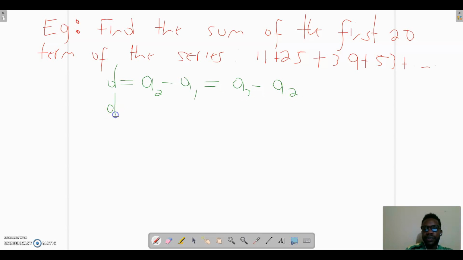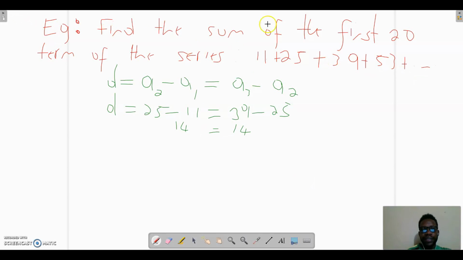Let us see if this is true. So d would be equal to the second term, 25, minus the first term, which is 11, should give me the same result as the third term, which is 39, minus the second term, which is 25. So we end up with 14 equals 14. So indeed, this is arithmetic. If you were asked to prove that this thing is arithmetic, this is the approach you'd have to take. We didn't directly have to use the second term and the first term. We could have used the fourth term and the third term, but they must be consecutive terms.